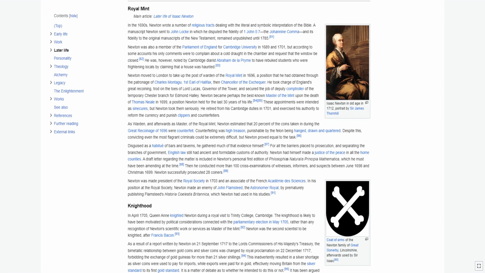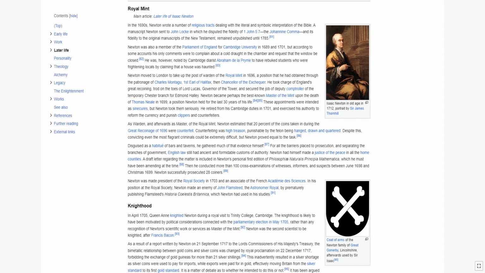For all the barriers placed to prosecution, and separating the branches of government, English law still had ancient and formidable customs of authority. Newton had himself made a justice of the peace in all the home counties. A draft letter regarding the matter is included in Newton's personal first edition of Philosophiæ Naturalis Principia Mathematica, which he must have been amending at the time. Then he conducted more than 100 cross-examinations of witnesses, informers, and suspects between June 1698 and Christmas 1699. Newton successfully prosecuted 28 coiners.